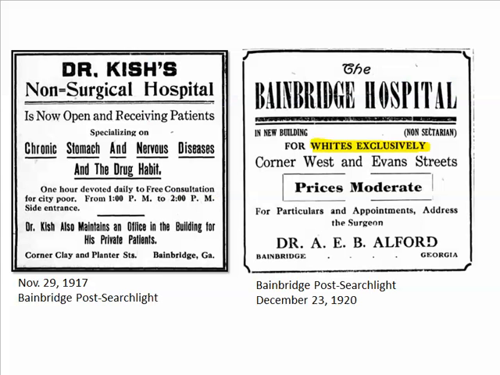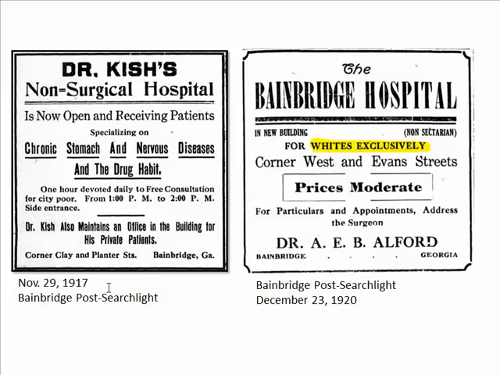And even the hospital, Bainbridge Hospital, was for whites exclusively, whites only. And this was by Georgia law. Doctors could only serve African Americans if there were white doctors. This comes from the December 23rd, 1920 edition of the Bainbridge Post Searchlight. It says, "For whites exclusively, corner of West and Evans Street, the Bainbridge Hospital."